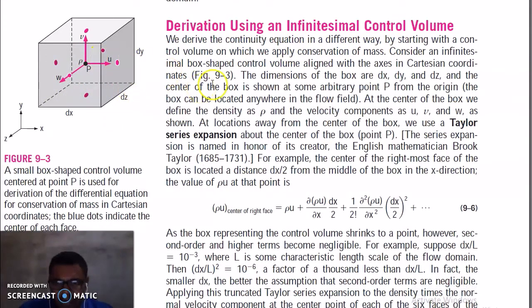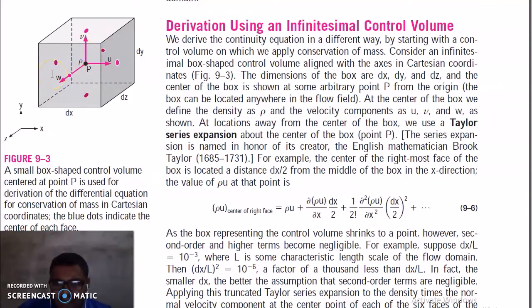We derive the continuity equation in a different way by starting with a control volume on which we apply conservation of mass. Consider an infinitesimal box-shaped control volume aligned with axes in Cartesian coordinates. The dimensions of the box are dx, dy and dz, and the center of the box is shown at some arbitrary point P from the origin. The box can be located anywhere in the flow field. At the center of the box we define the density and the velocity components u, v and w. So this is your u, v and w as shown.